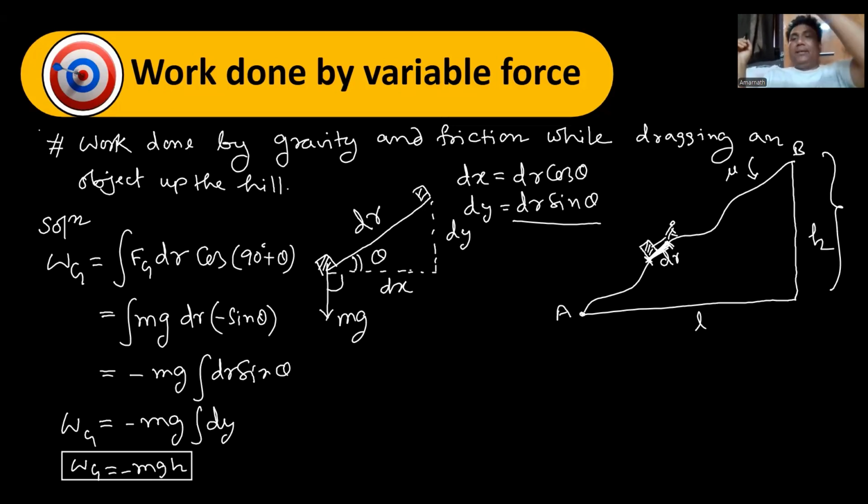If it goes high, the work done by gravity will be negative. If it falls down, comes down, the work done by gravity will be positive. But as it is going up, it means it is going against gravity, so the work done is negative, and the formula also says that. So please copy all these things, because now I am going to do the work done by friction.